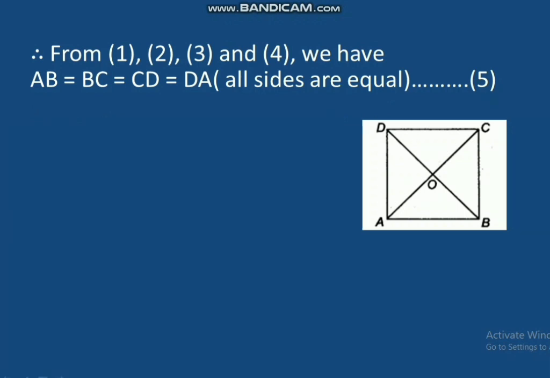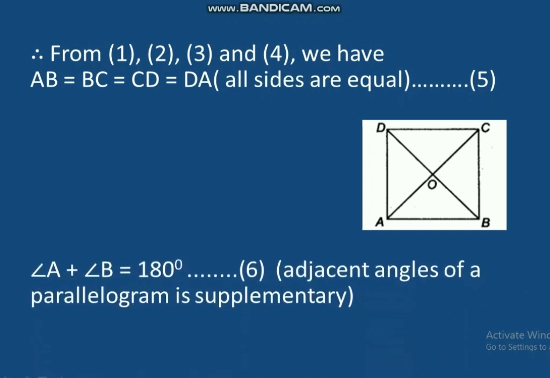Now we will move into our second part. That is, we have to prove that one of its angles is 90 degrees. For that, first I am going to consider the property of a parallelogram. That is, the adjacent angles of a parallelogram are supplementary. So here, if I take angle A and angle B as two adjacent angles of a parallelogram, then I can write angle A plus angle B is equal to 180 degrees, and take it as equation number 6.